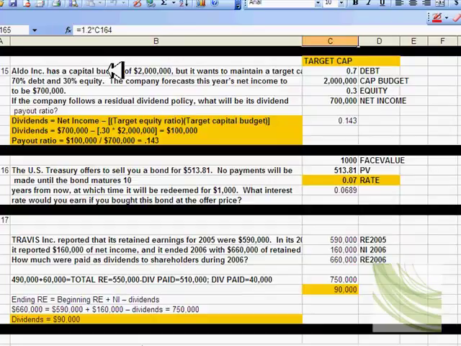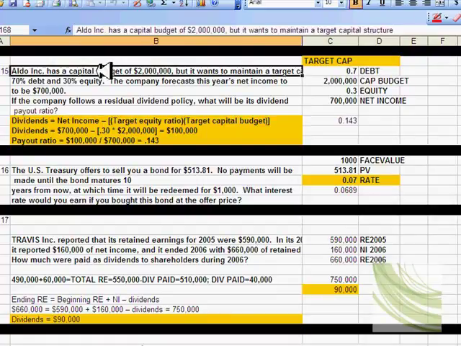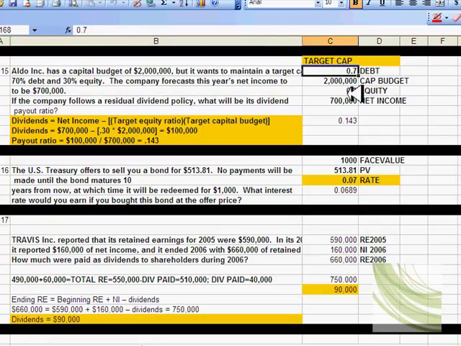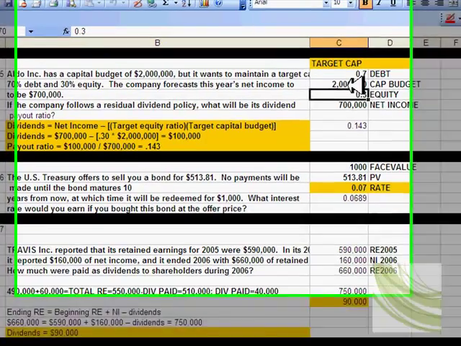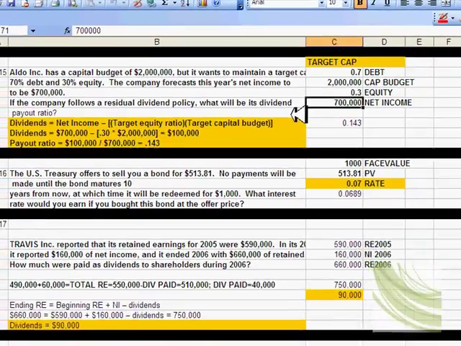So in this problem, they want to figure out, based on the residual dividend policy, what will be the dividend payout ratio. So Aldo has a capital budget of 2 million, wants to maintain 70% debt, 30% equity, and it forecasts the income to be $700,000. So let's put 70% debt, 30% equity, 2 million is the capital budget, 700,000 is the net income.